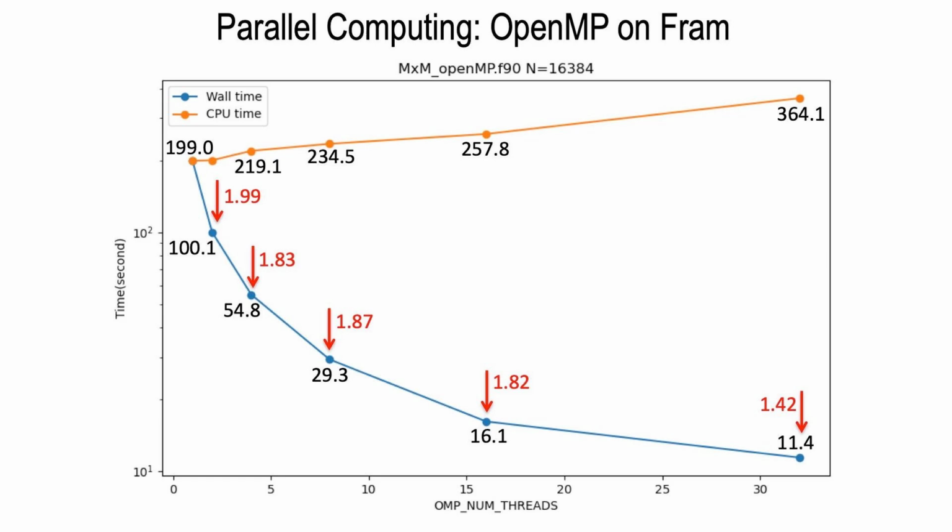Initially, multi-threading performs well up to 16 threads. However, transitioning to 32 threads reduces the speedup to 1.42, even with all parts of the program executed in parallel.